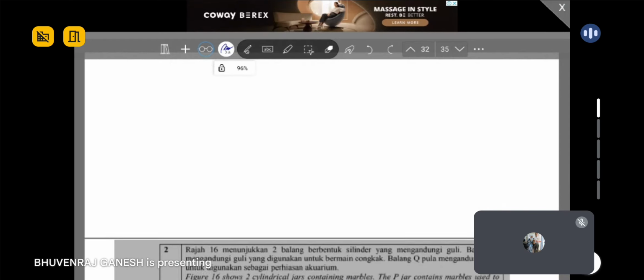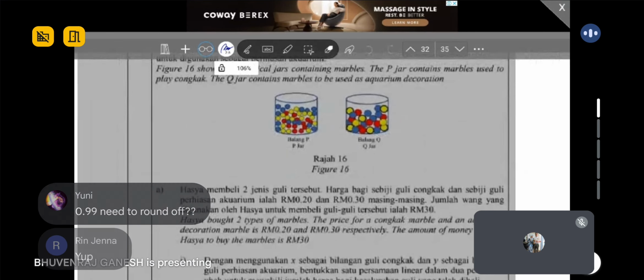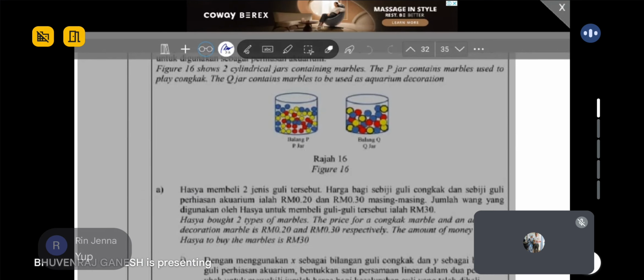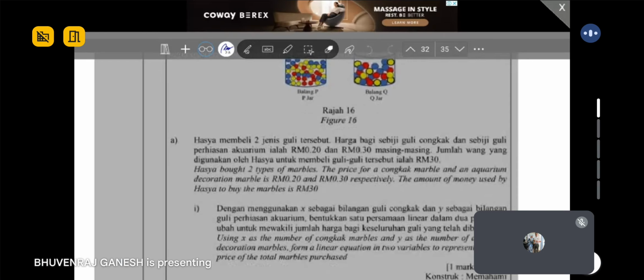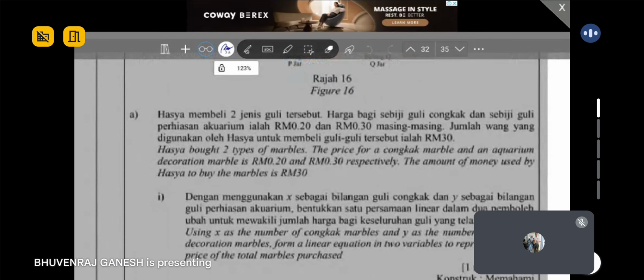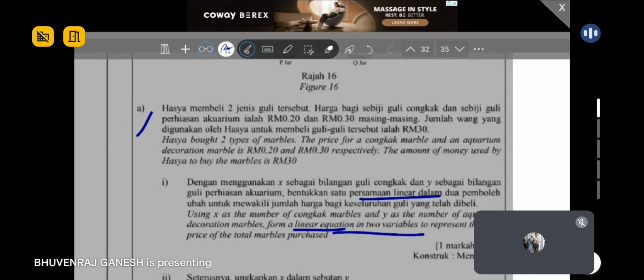Am I right? Okay, so we continue some more. Question number 2. I think this is the second last question already. Soalan kedua terakhir. For this question, they ask you to form linear equation. So most likely they are asking you to do simultaneous equations, guys. Kamu kena buat persamaan serentak. So may I know, what is your first equation? Persamaan pertama.